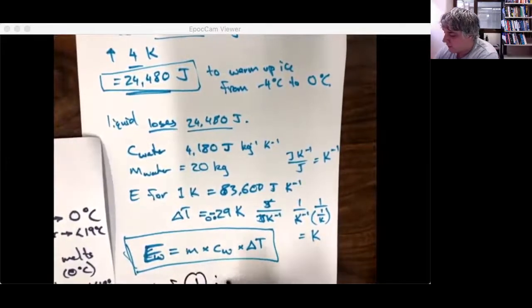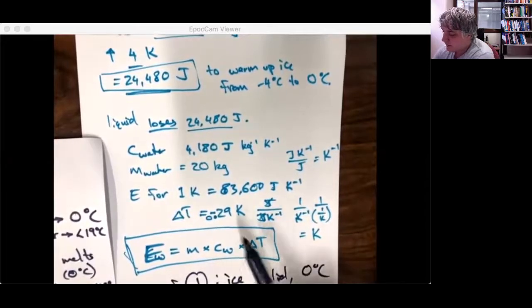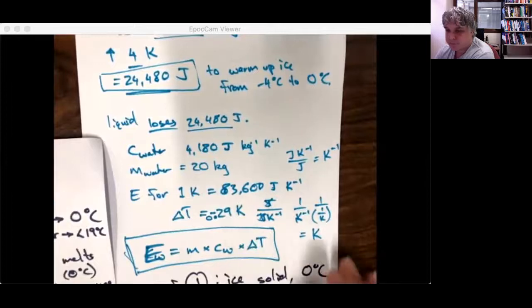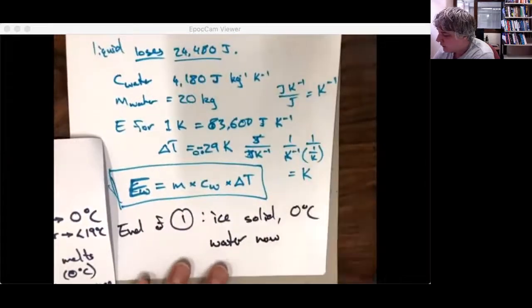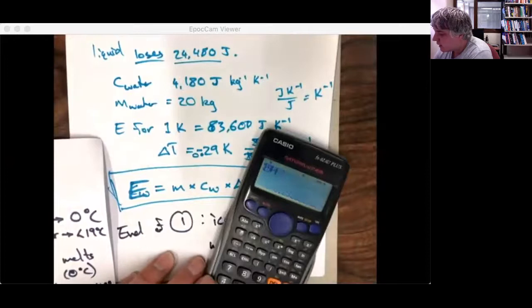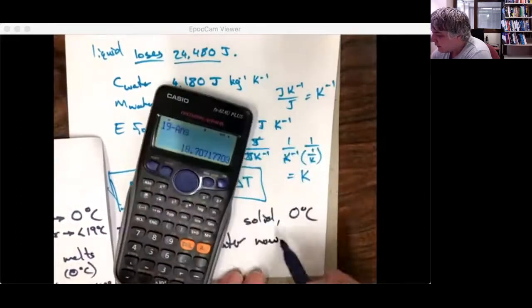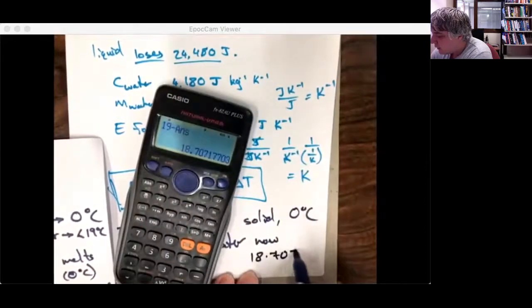we have the ice is still solid, but it's at 0 degrees Celsius, and the water is now at 19. It started at 19 degrees C, but it's dropped by 0.29. So we go 19 minus answer, we get 18.707. I'll go 18 degrees C.